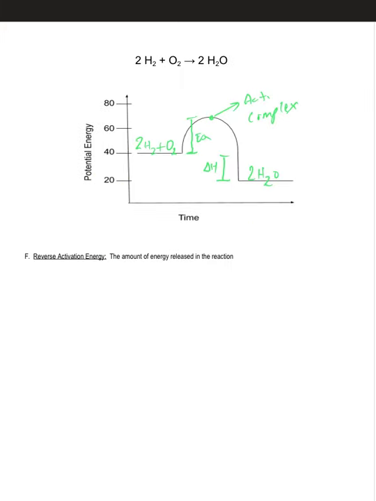The last piece of these potential energy diagrams is called reverse activation energy. And you can see it symbolized as reverse E subscript A. That just means the reverse energy of activation, or reverse activation energy. And it is how much energy is released in the reaction. So if you see up above, we have everything that we've talked about already labeled on there, but the reverse activation energy is going to be this distance right here. The distance from your products to the peak of the particular graph. That is going to be the reverse activation energy.